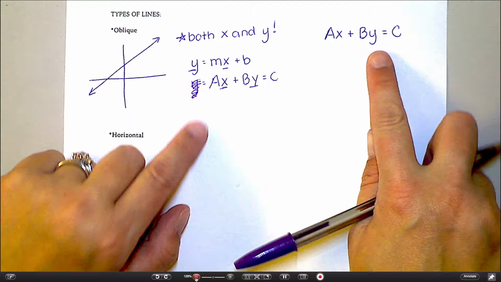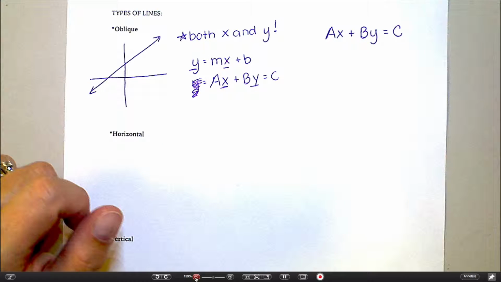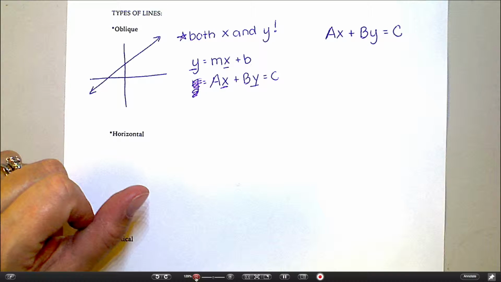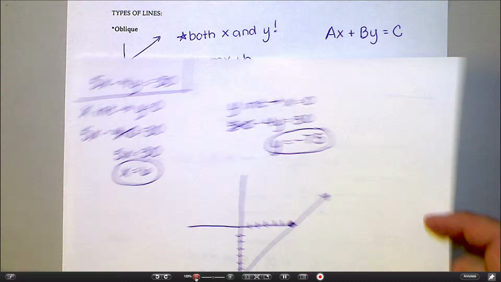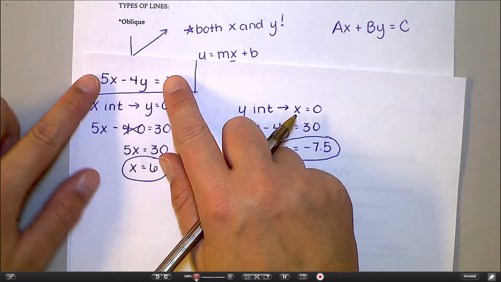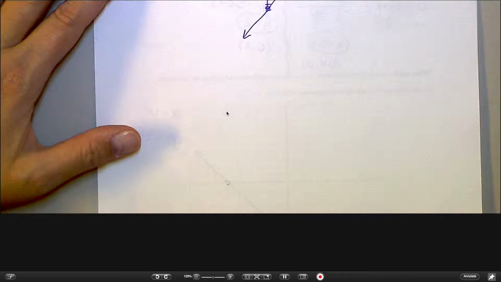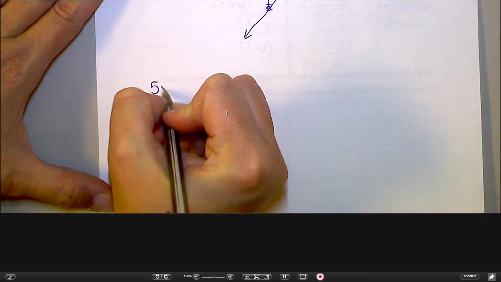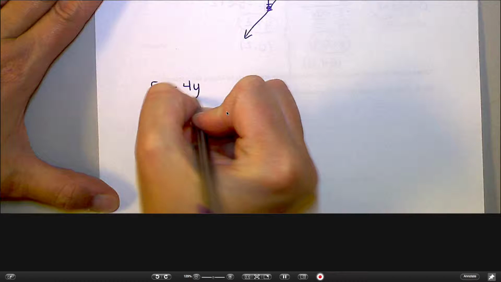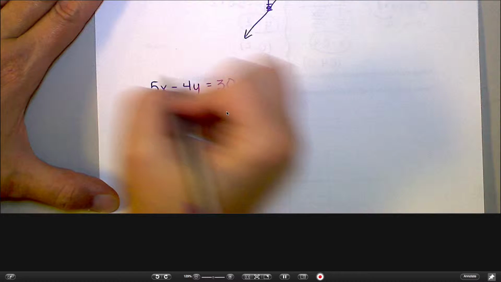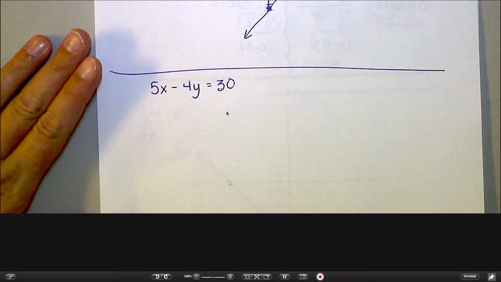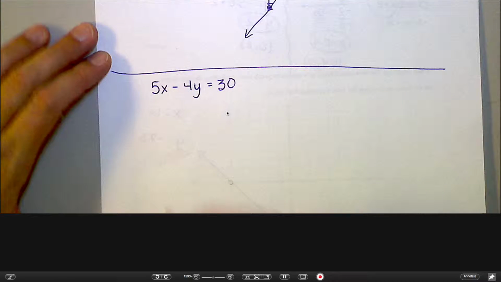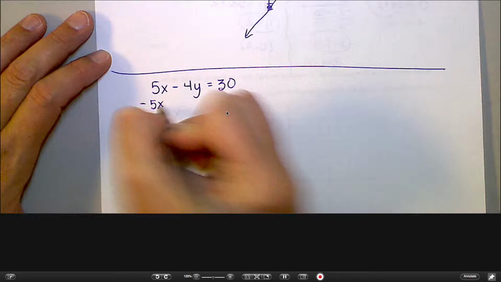So if I wanted this to have y by itself, what's the first thing you would do? Let's go back to numbers. They're less scary than letters. In this equation, if I wanted to put it in slope-intercept form, maybe I'll just do this down here. Okay, 5x minus 4y equals 30. If I wanted it in slope-intercept form, what's the first thing you would move out of the way? The x. How would I do it? Yep, minus 5x. Minus 5x.